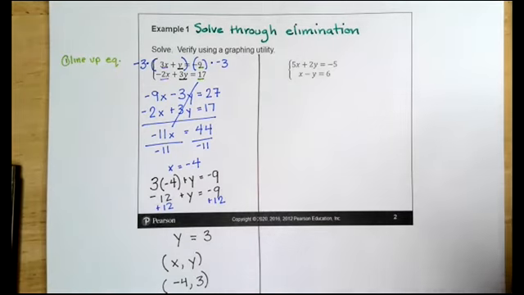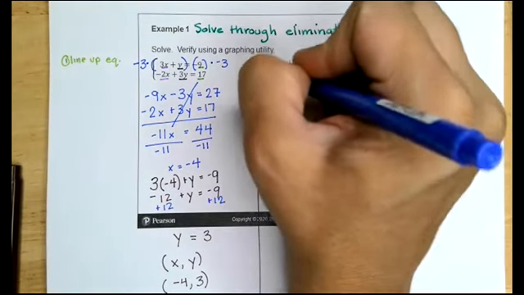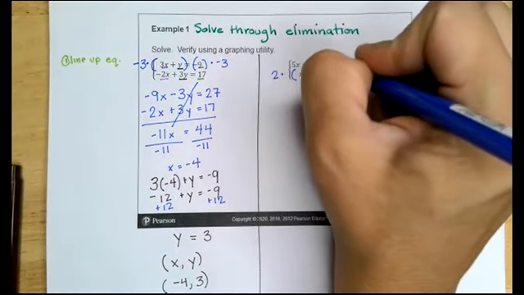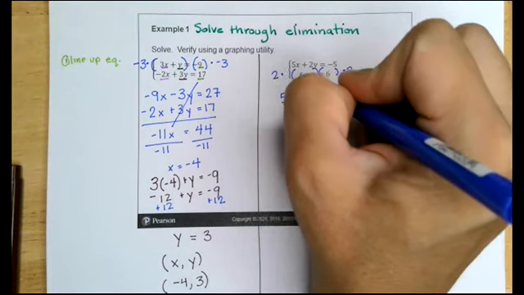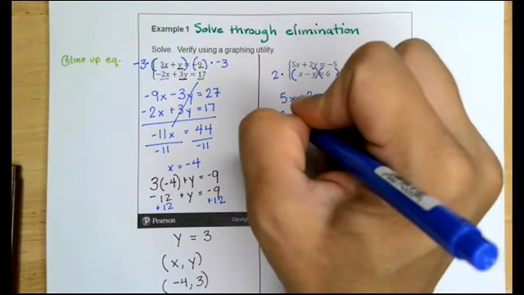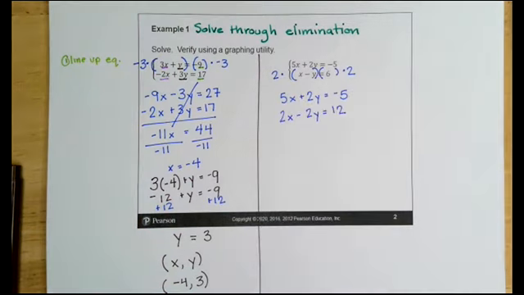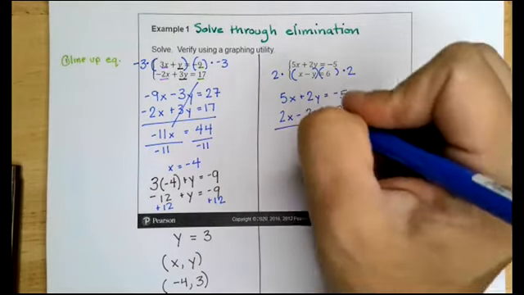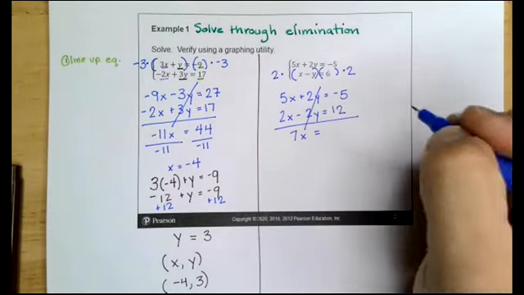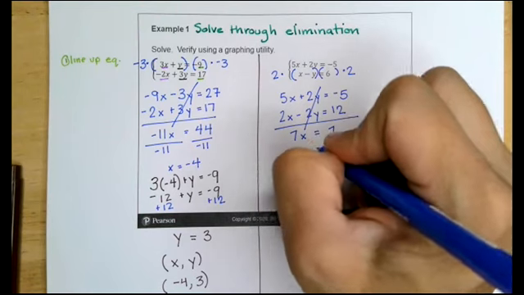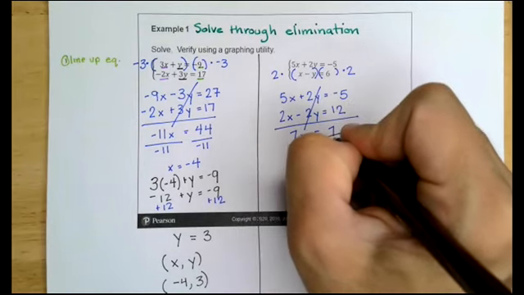5x plus 2y equals negative 5. X minus y equals 6. I'm going to multiply this by 2. So now I have 5x plus 2y equals negative 5. And then I have 2x minus 2y equals 12. 5 plus 2 is 7x. 12 minus 5 is 7. X is 1, right? Sorry, that was a joke. I'm going to divide them both by 7.